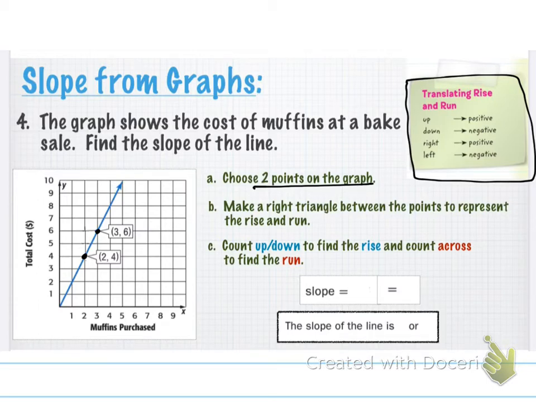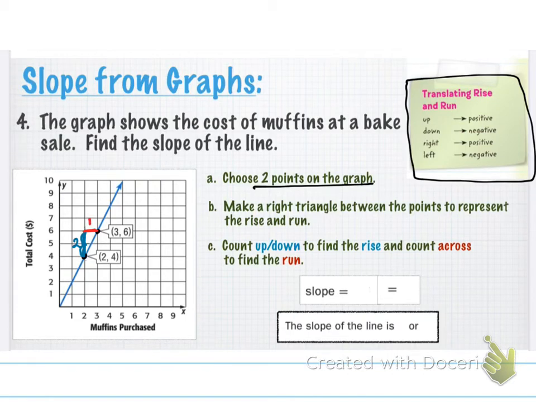We're going to go up 1, 2, and then we're going to go over 1. Do you see that little right triangle? If we zoom in, we have a right triangle right here. That is the right triangle that I want you guys to make between those two points. Now we can count up and down to find the rise, and count across to find the run. For the up and down, the rise is 2 because it's 2 units, 1, 2. And the run is just 1.